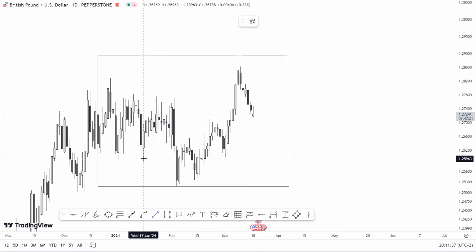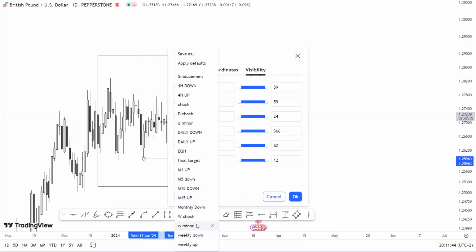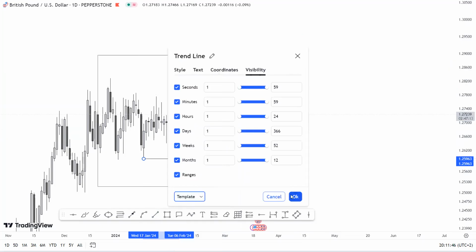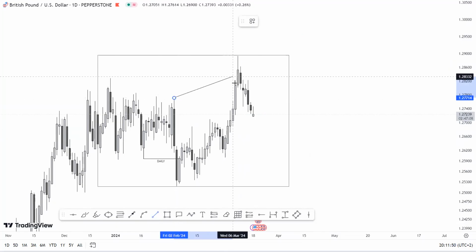So as you can see, this is where we had a daily break. This is where we had a daily break. This is where we had a shift in structure. And overall, guys, this is what we're having.